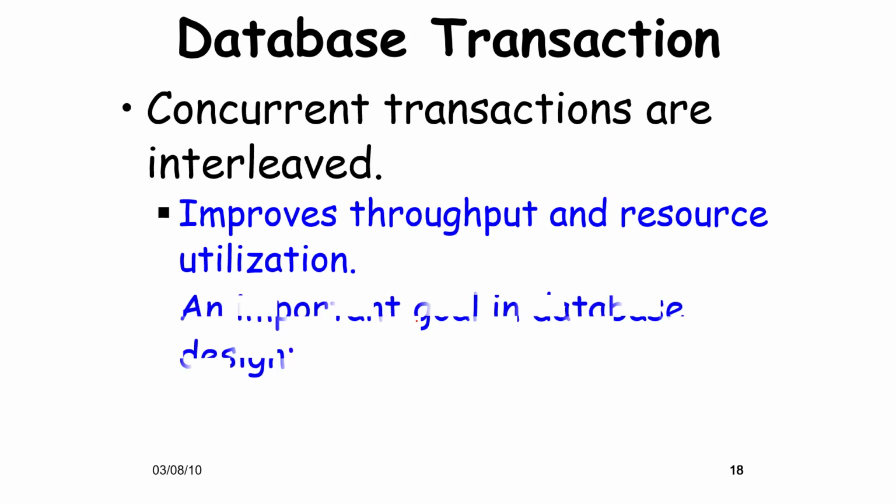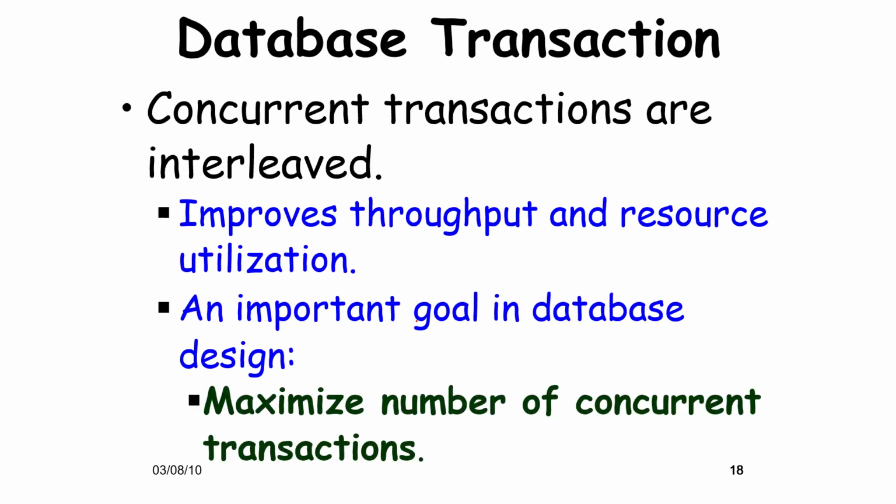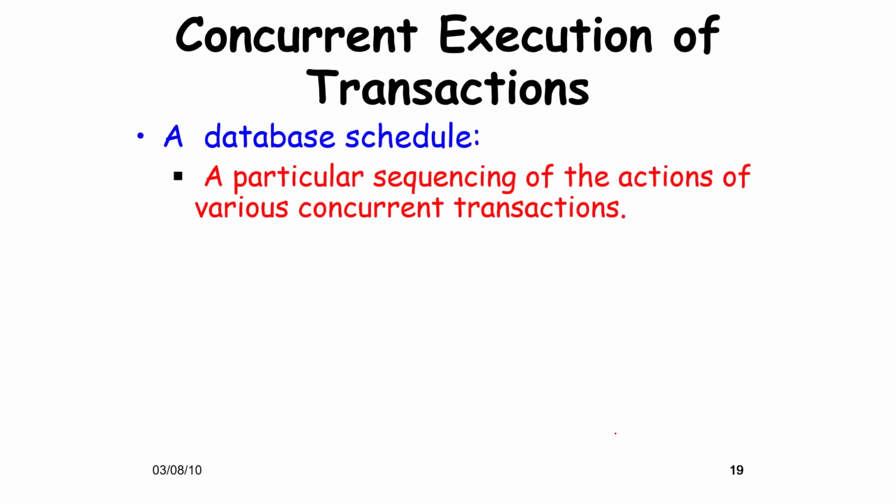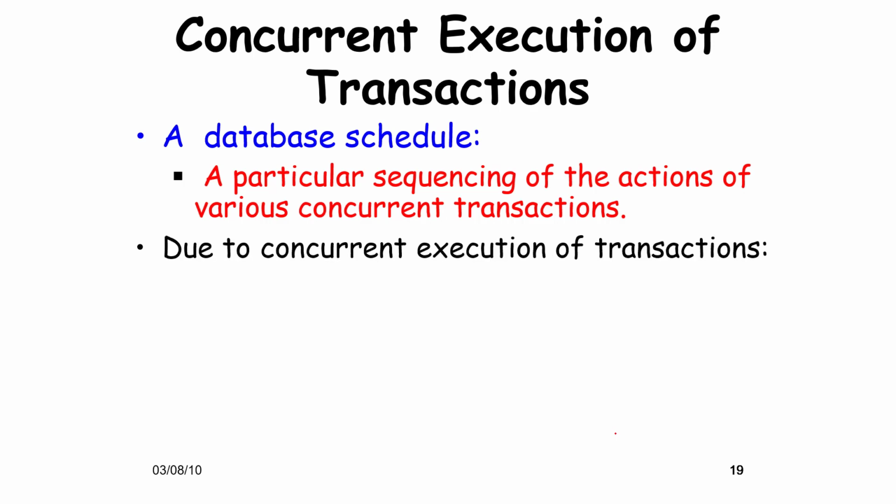The moment we have concurrent transactions, they could be interleaved. So the aim is, of course, to increase the throughput and resource utilization. So that's the reason we will ideally want to maximize the number of concurrent transactions in any database system. So a database schedule will be a sequencing of the actions of various concurrent transactions. In the sense, one transaction would be reading, another one would be writing, another one will be reading, writing, etc.